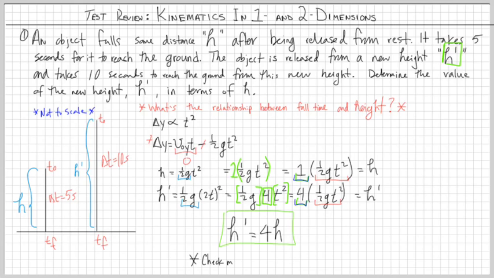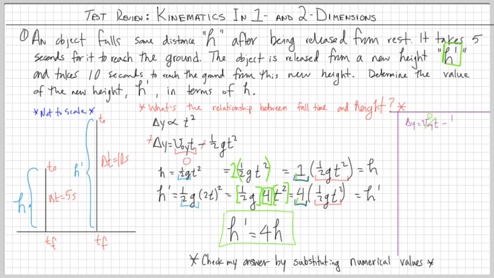And so I have h prime, the new height, solved in terms of h. H prime is going to be 4 times h, or 4 times higher. I can check my answer now by using the substitution of numerical values. I already have the time values. I know what g is, and so I can solve using that the given fall time is 5 seconds, and let g be 10 meters per second squared. And I have a delta y of downward minus 125 meters.